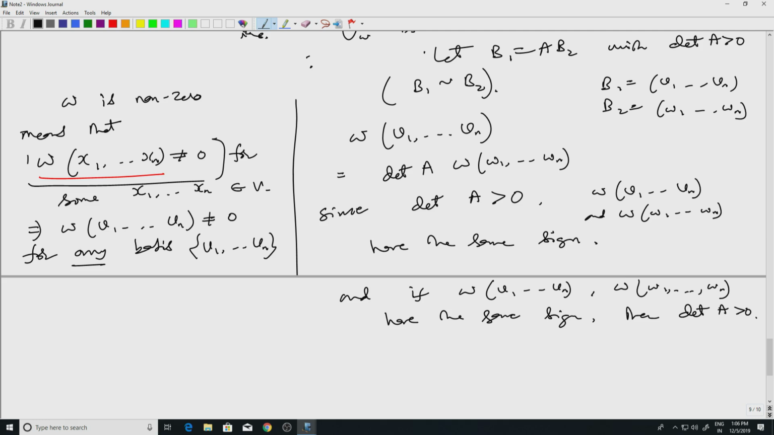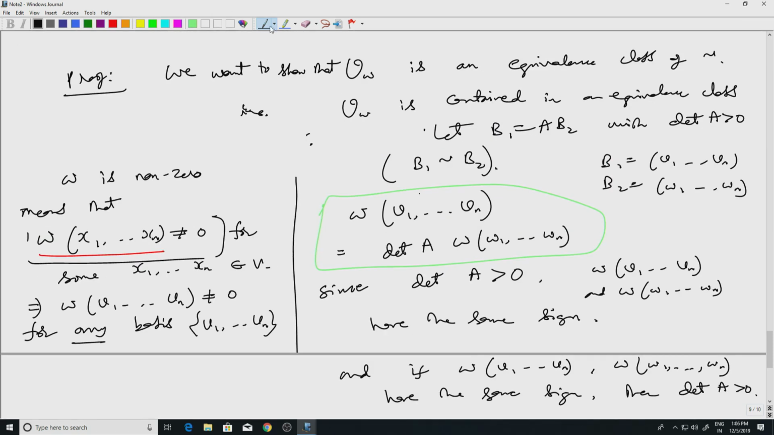So this equation now shows that to say that omega of v1, v2, ..., vn and omega of w1, w2, ..., wn have the same sign is the same thing as saying determinant A is greater than 0. Well, that proves what we want exactly. Actually, I don't need to say it's contained in and so on. At one go, we get it straight away.